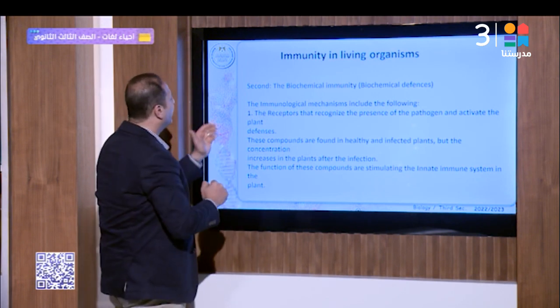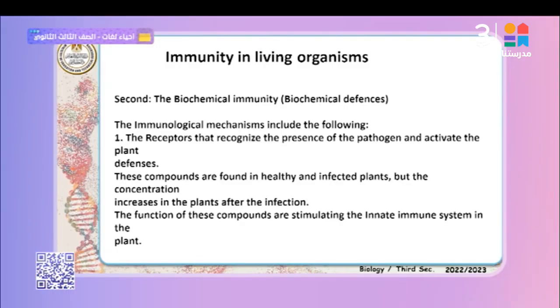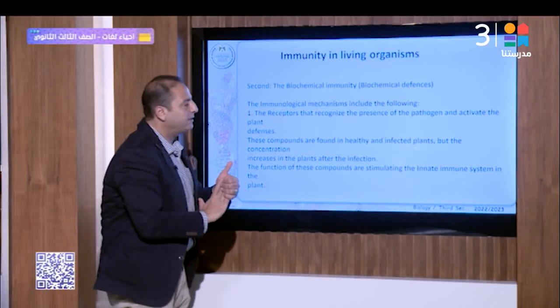Okay. The immunological mechanisms include the following. Receptors recognize the presence of the pathogens and activate the plant defense. These compounds are found in healthy and infected plants, but their concentration increases after infection, okay, in the plant. The function of these compounds is stimulating the innate immunity to protect the plant against microbes and pathogens, along with the natural barriers: cellulose, thorns, hairs, cuticle, and cutin found in the epidermis cells of the plant. Okay, that's right.